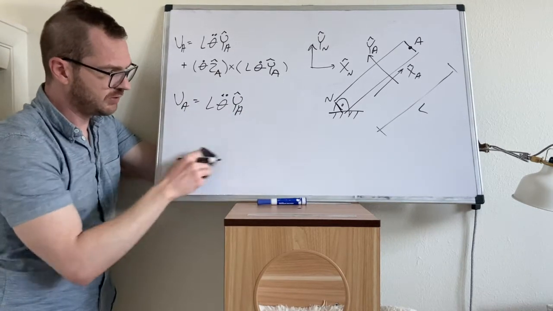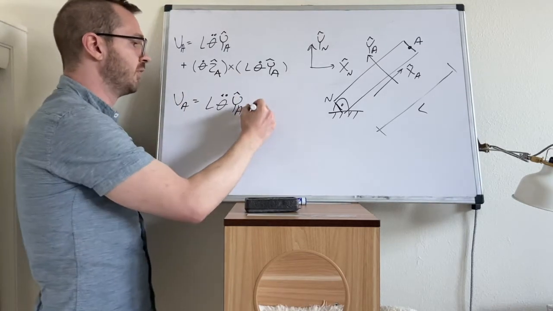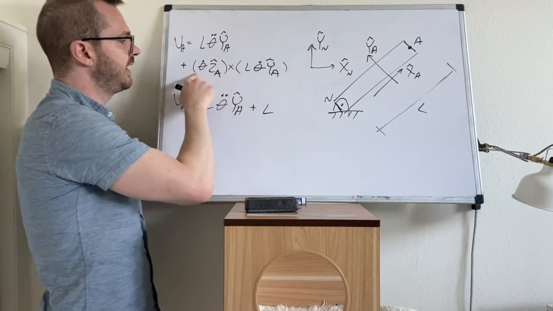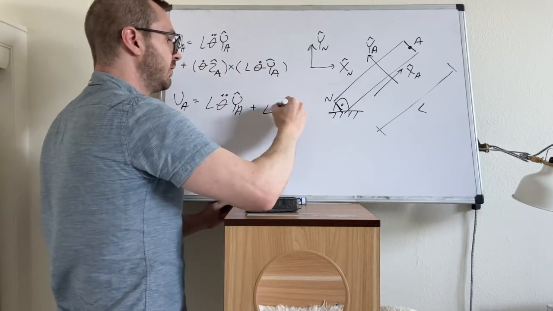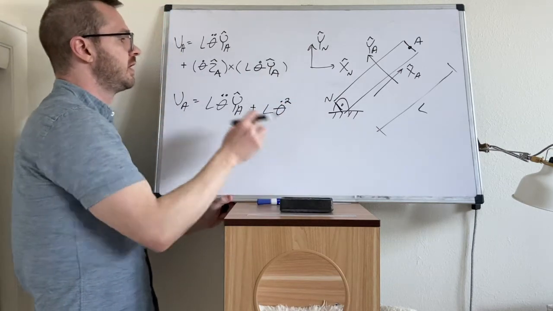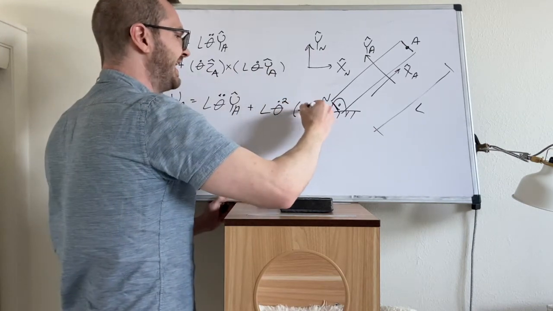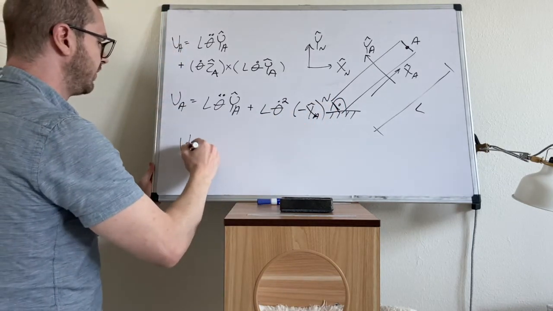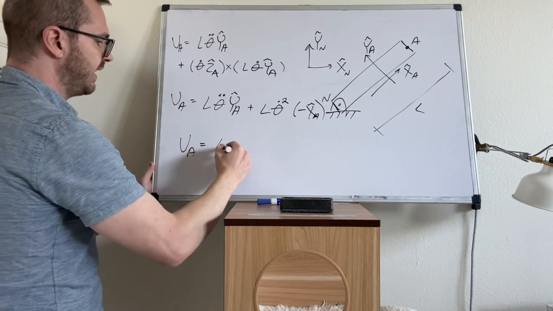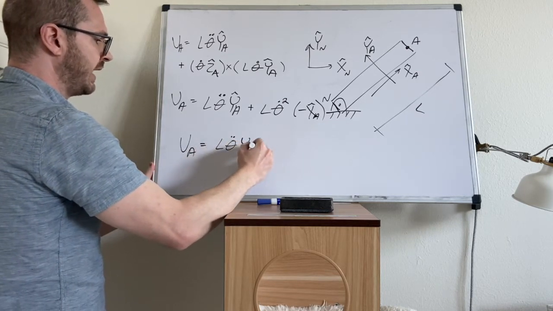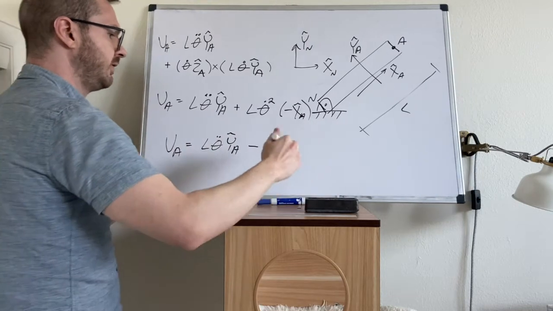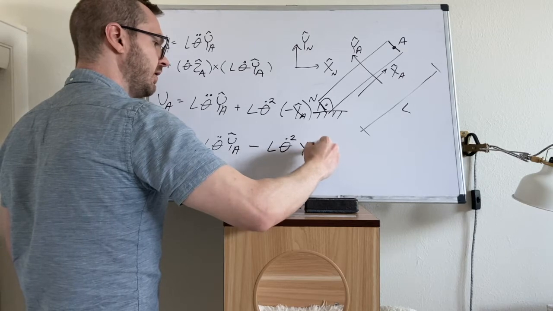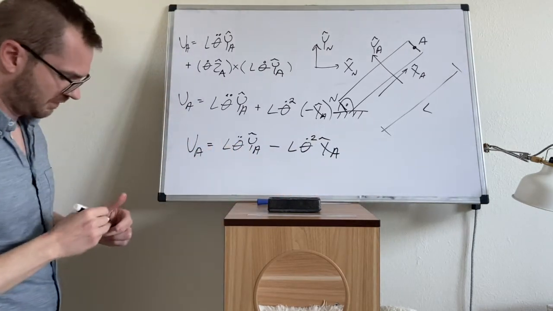So what I usually do is just take the scalar components and multiply those. So this is L multiplied by theta dot squared. And then z cross y yields negative x hat A. So the final answer, the acceleration of A, is L theta double dot y hat A minus L theta dot squared x hat A. All right.